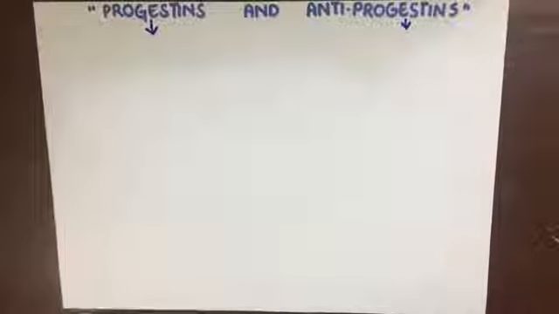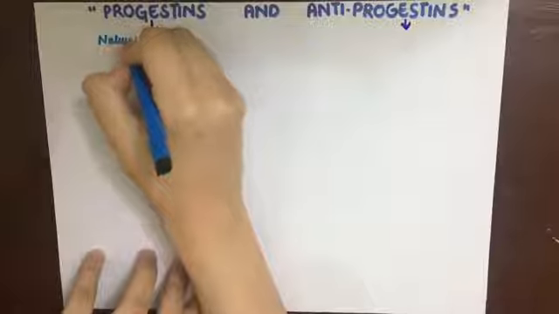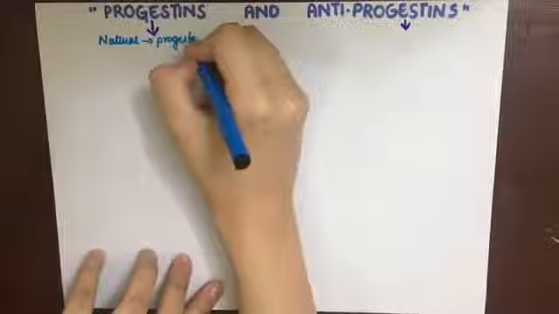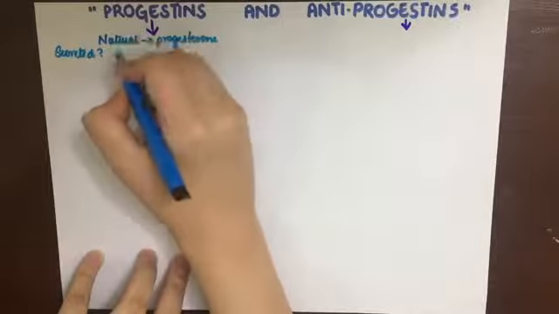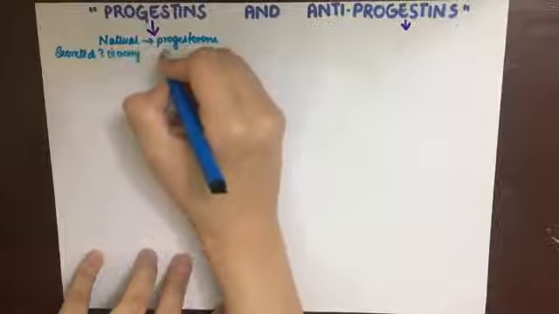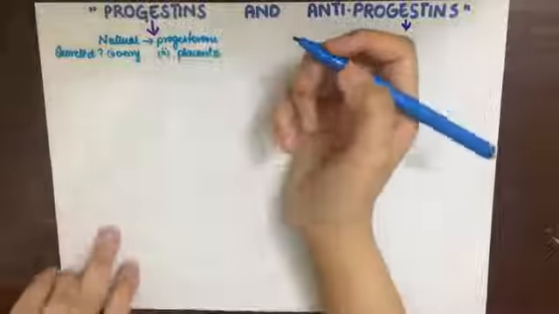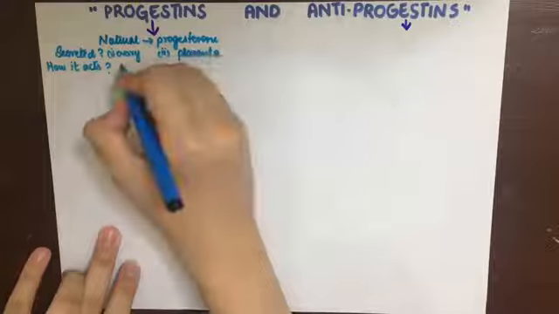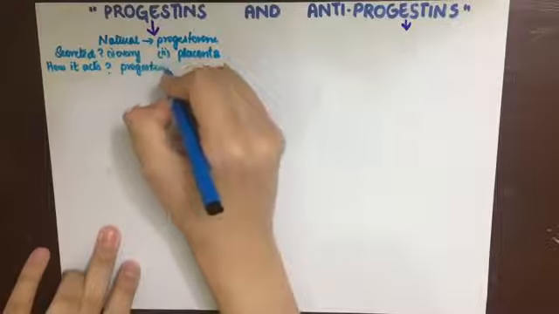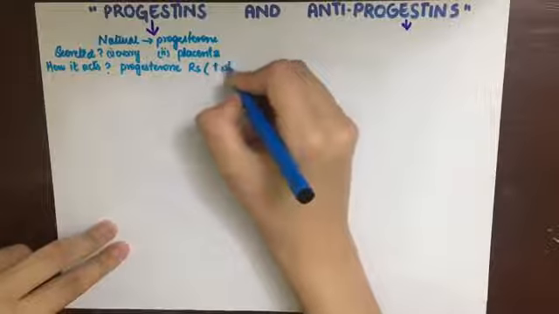Now let's look at progestins and antiprogestins. We know that the naturally occurring progestin is progesterone, which is secreted by the corpus luteum of the ovary in the beginning of pregnancy or also in the second half of the menstrual cycle to maintain the endometrial layer, while it is also secreted from the placenta during the later stages of pregnancy. It acts through progesterone receptors, the density of which is controlled by estrogen itself.